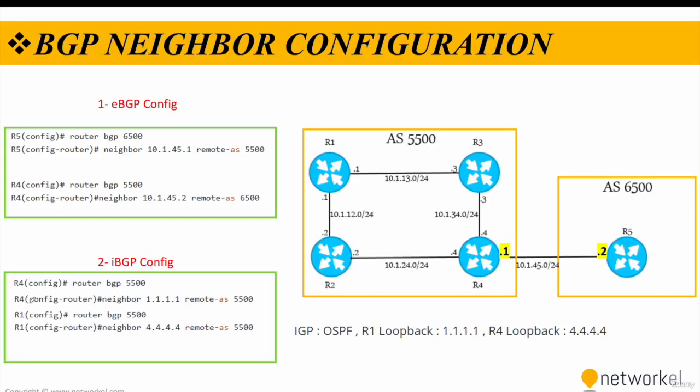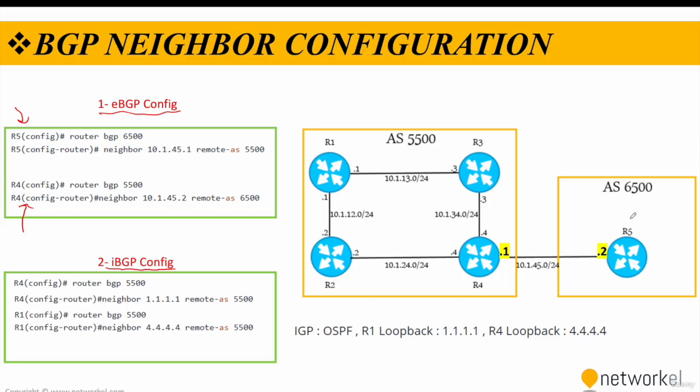Now let's talk about how I can configure a BGP peer. BGP neighborships are manually configured, guys, and the remote-as command specifies the AS number of the neighbor on the remote system. I have mainly two different configuration examples here. The first one is the eBGP one, the second one is the iBGP one. The eBGP peering is between router 5 and router 4.